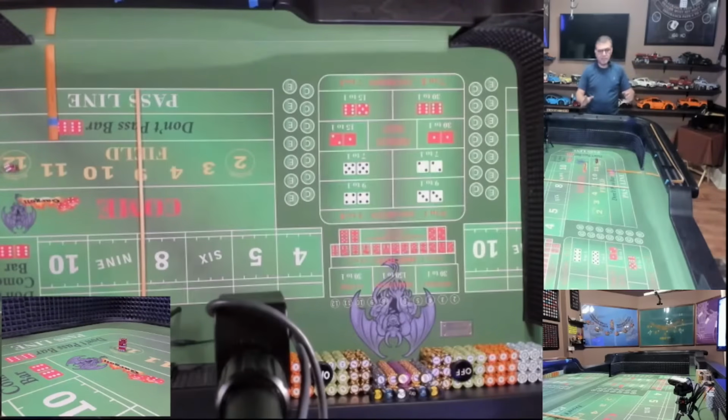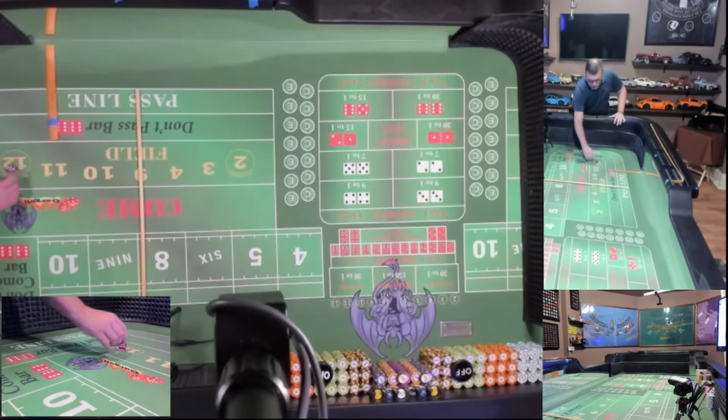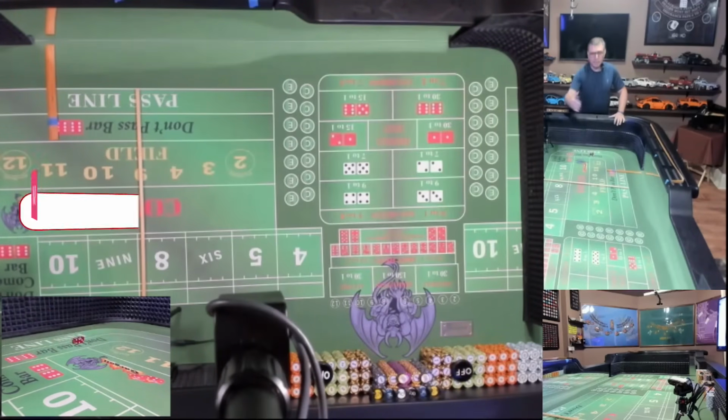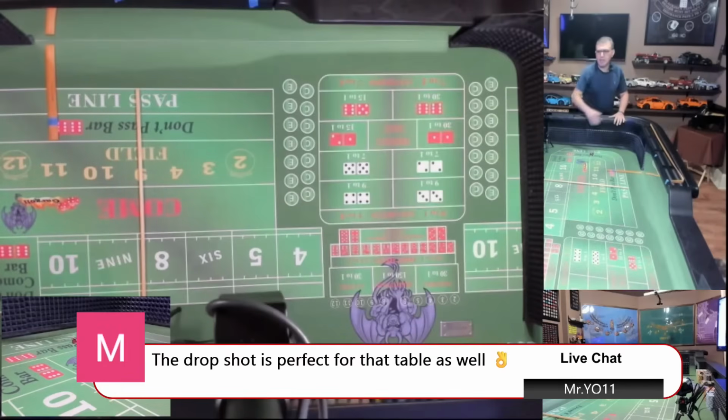The next toss I like to do on stadium craps is the drop shot. And the drop shot, usually from here all the way to the end of the table, is pretty high.